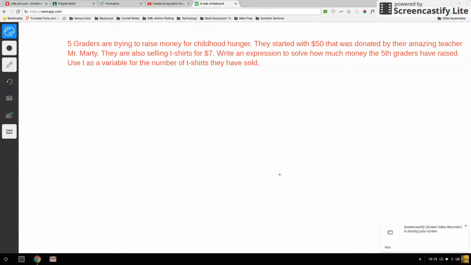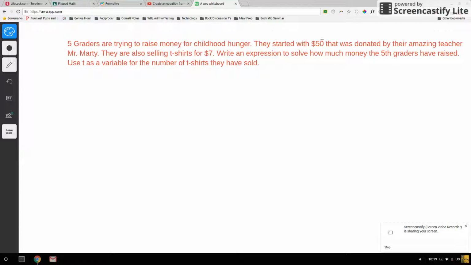So, one of the important reasons why we write expressions is that they're kind of like learning another language. We use them to write mathematically how we can solve different problems. So, I have a problem here, or kind of a situation that's going on, and we're going to try to write an expression to go with it. Our situation says fifth graders are trying to raise money for childhood hunger.